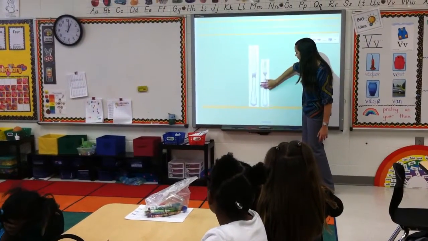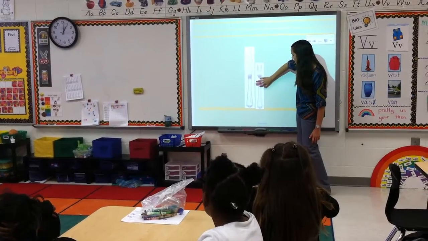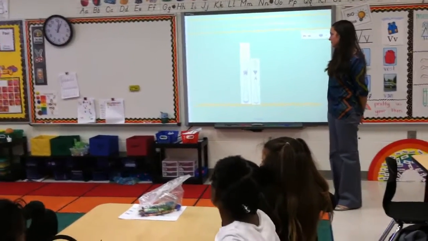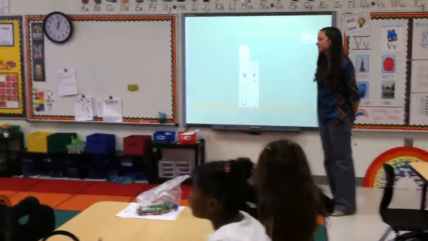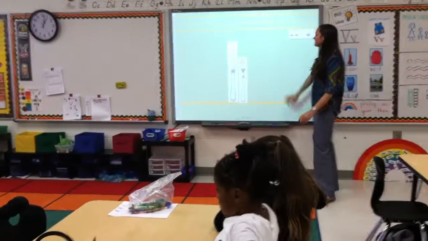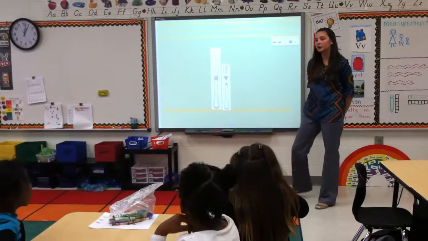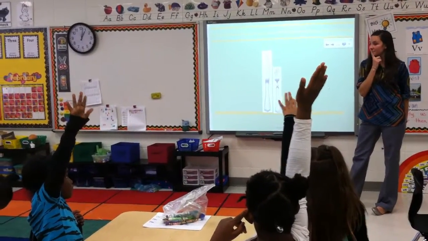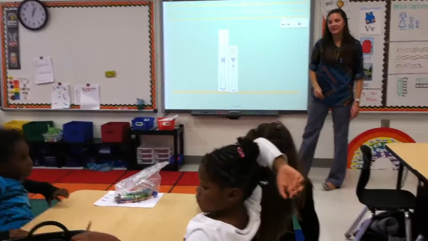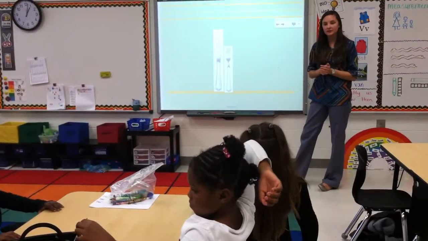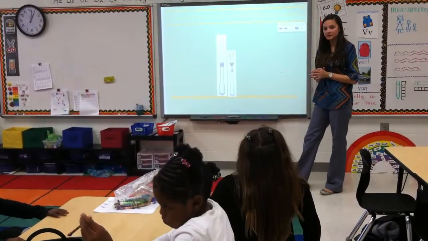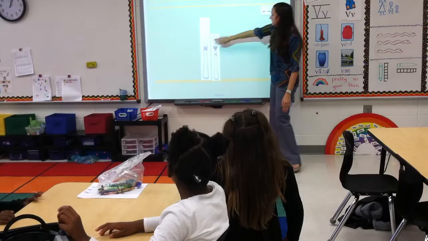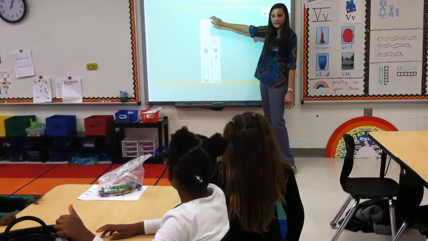What if I do it like this? The fork is longer. Shorter. The fork is what? Shorter. Now we can see the fork is shorter. Which one's longer? The knife. Which one's longer, Holly? How do you know? Because the knife has a bigger... You can see the knife is a little bit bigger than the fork, can't you?